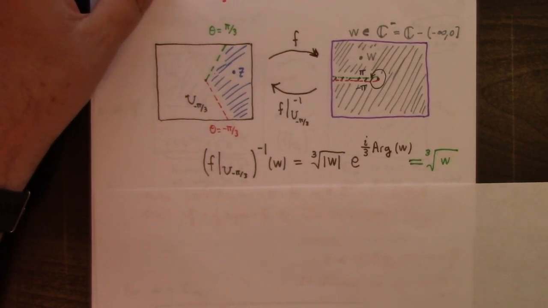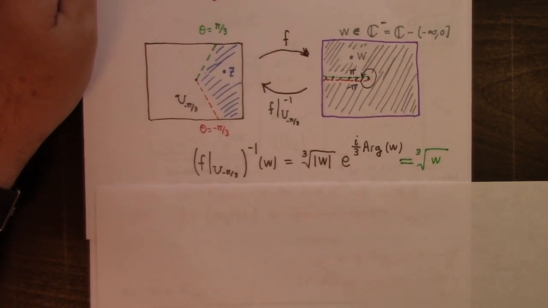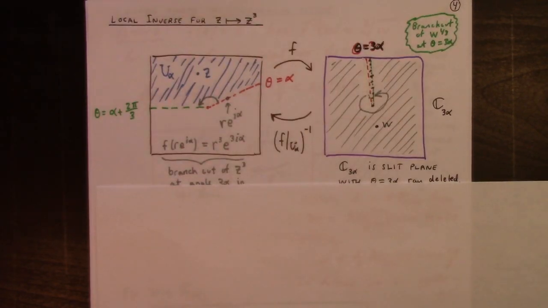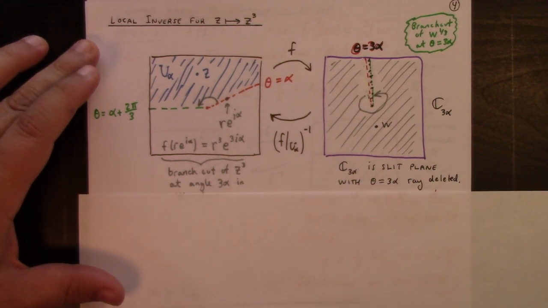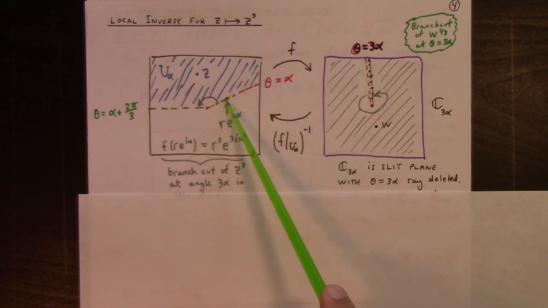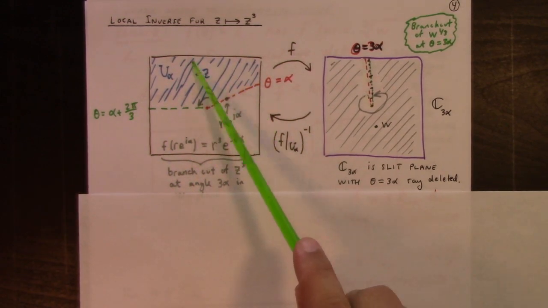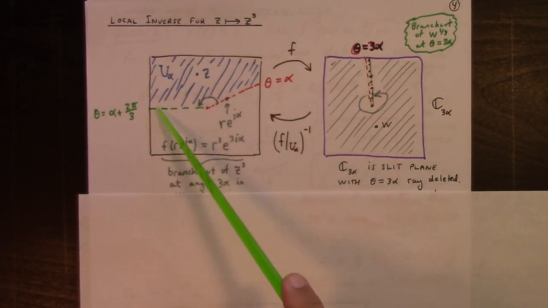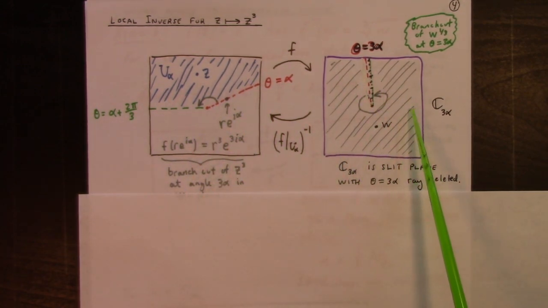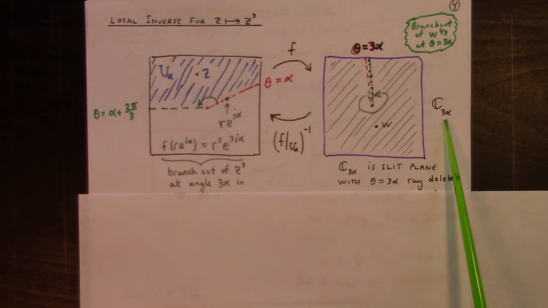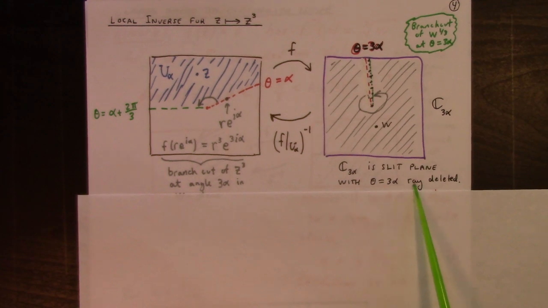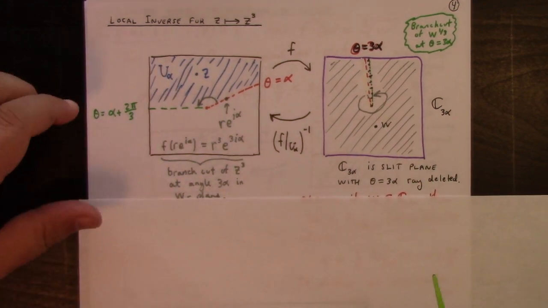You're like, wait a minute, are there infinitely many ways to find a local inverse for the cube? Yes, there are infinitely many ways. So here's yet another way. If I just start at angle alpha and then go alpha plus 2 pi over 3, get that third of the complex plane with the edge missing again, well, under the cube function, that's going to map to the slit complex plane missing the 3 alpha ray, like so. So again, theta equals 3 alpha ray deleted, and you won't be surprised.